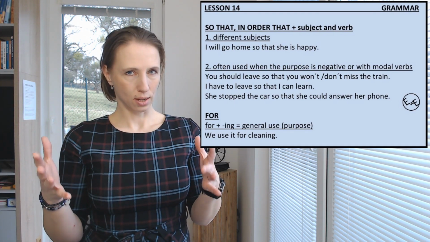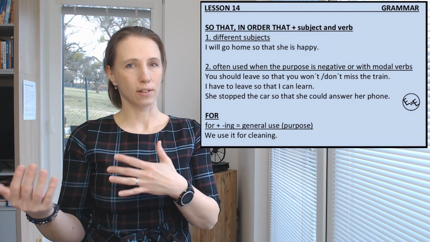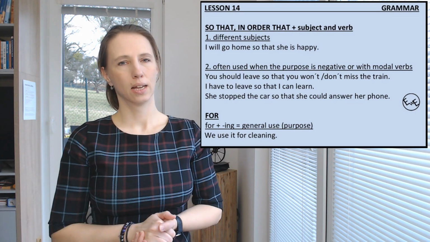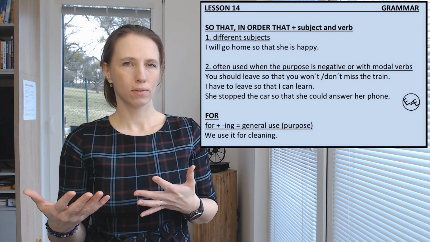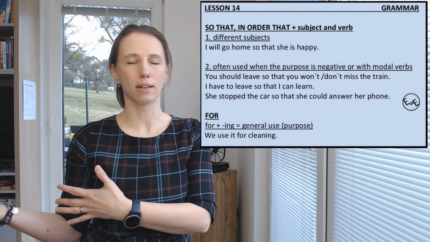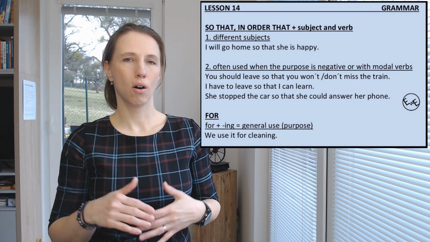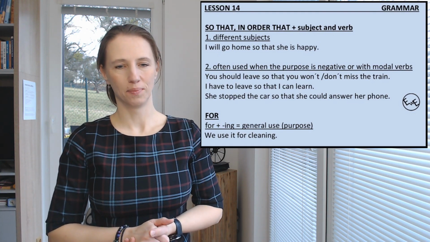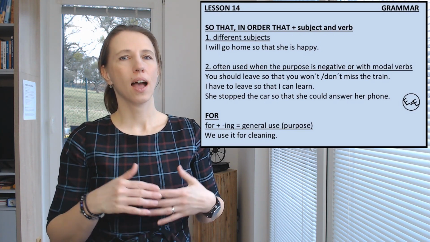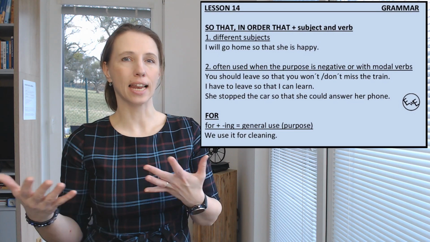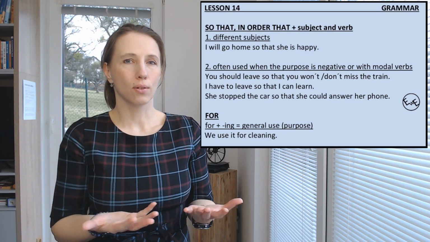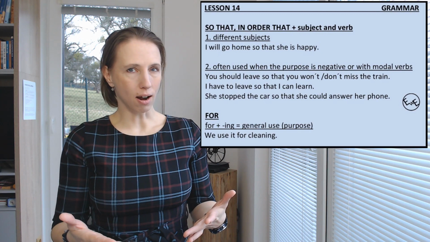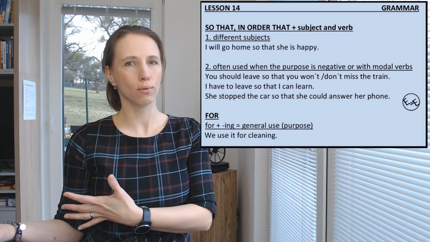We also use so that when we speak in negative in the second sentence or when there is a modal verb. You should leave so that you don't miss the train. Or you should leave so that you won't miss the train. I have to leave so that I can learn. Or I have to leave so that I could learn. She stopped the car so that she could answer her phone.